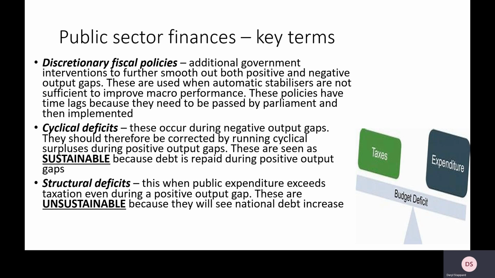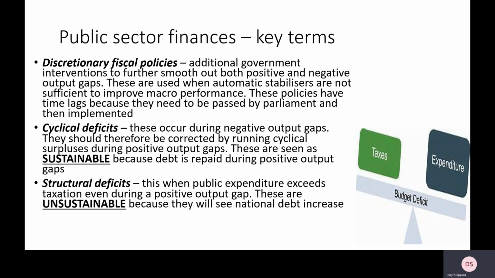The next one is something called a cyclical deficit. Now, what we would expect is that when we're in a negative output gap, we will automatically run a budget deficit, with the reason being the economy needs a bit of a boost. So government spending will increase, taxation will fall, and that makes budget deficits more likely. But then what you would expect is that when you're in a positive output gap on the business cycle, government spending will start to fall, taxation will grow, and budget surpluses would start to happen.